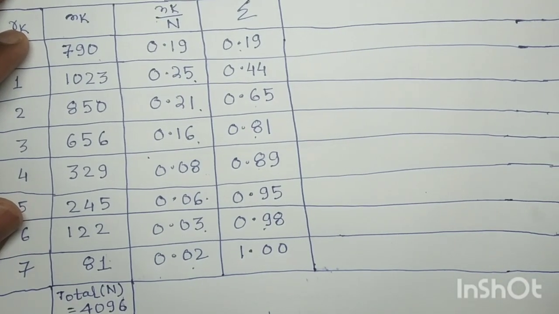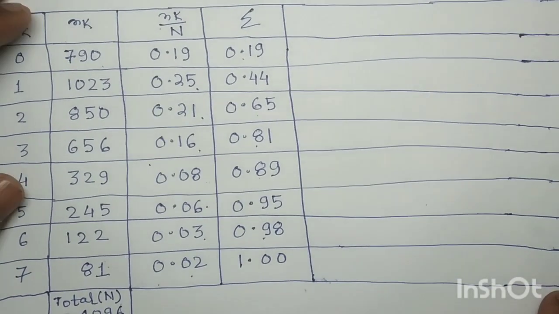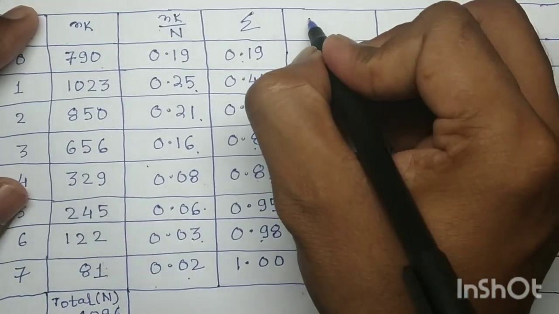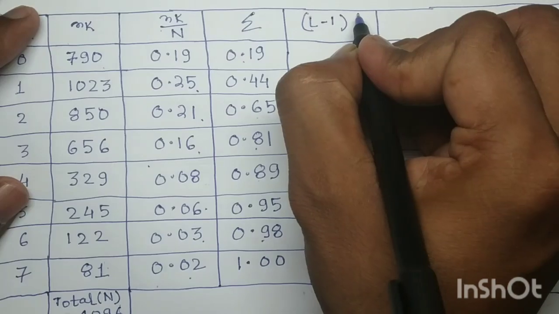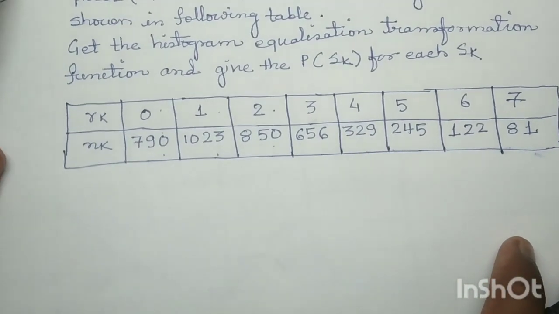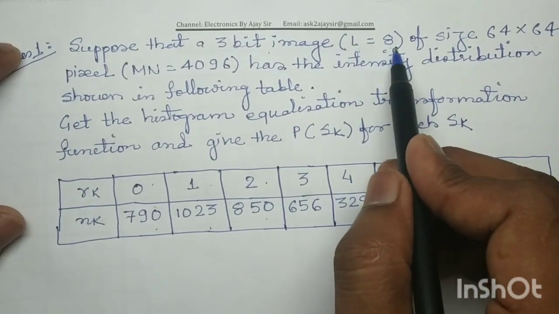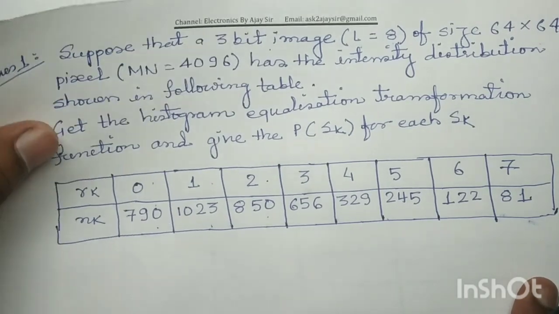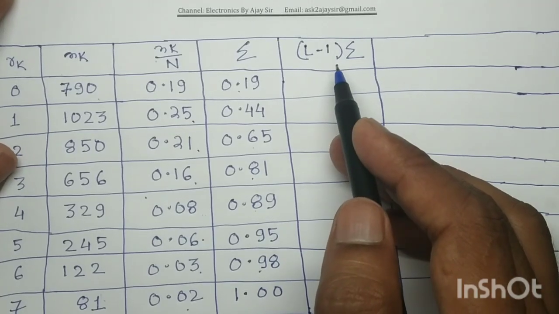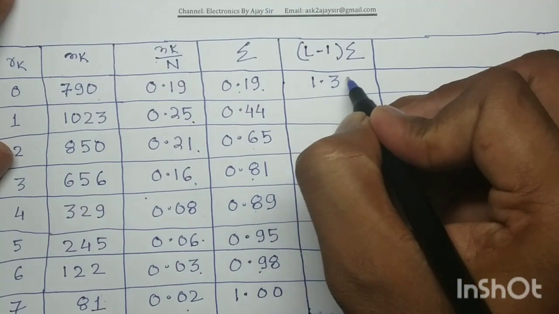After determination of the cumulative density function, next you have to determine L minus 1 into sigma. In the question it is clearly mentioned L is equals to 8. So if L is equals to 8, L minus 1 is equals to 7. So 7 multiplied with 0.19, it is 1.33.